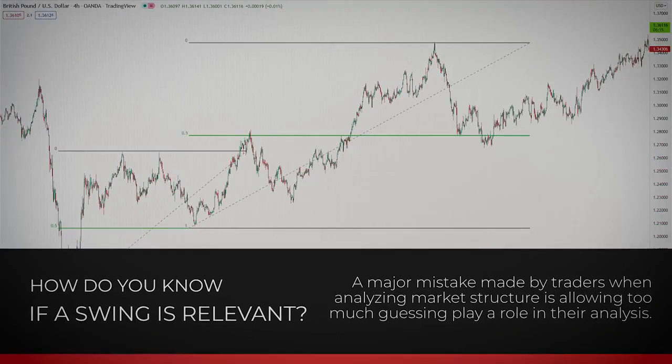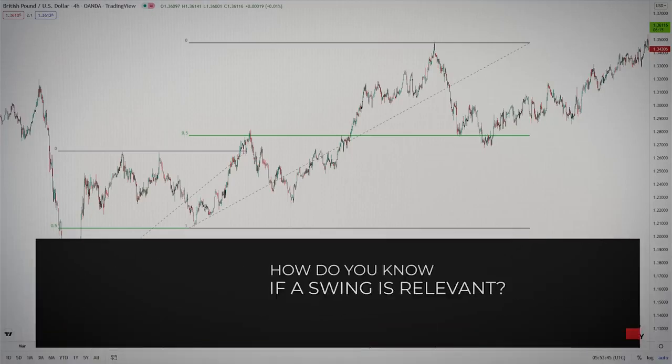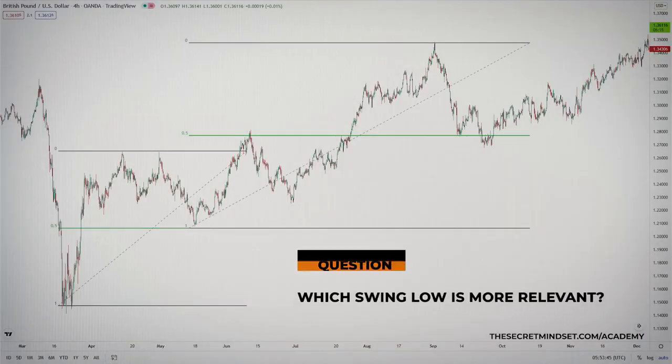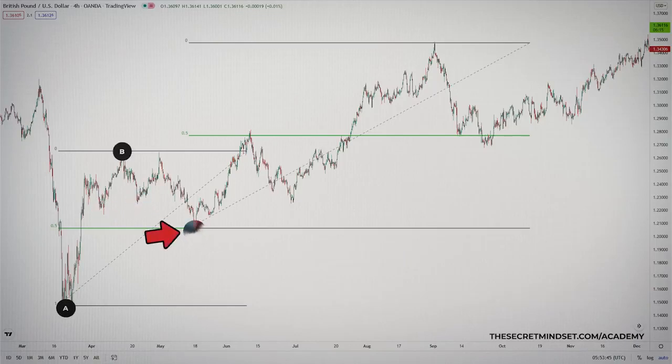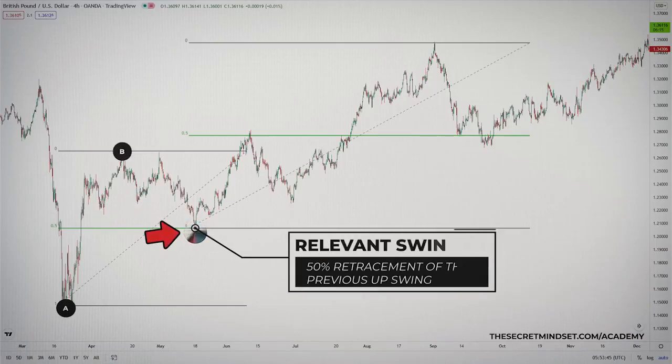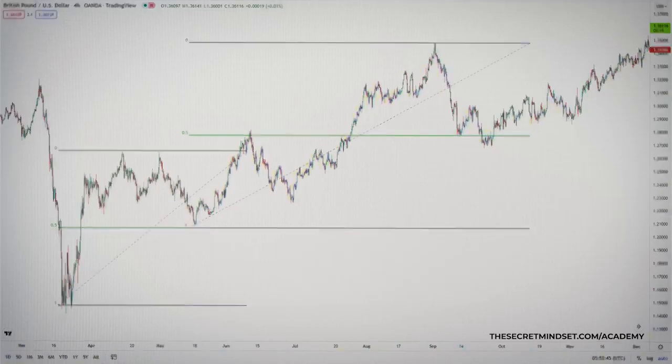A major mistake made by traders when analyzing market structure is allowing too much guessing to play a role in their analysis. When analyzing the charts, how do you determine a relevant swing high or low? Is it this one or this one? Which is more relevant? That's why you need to find a mechanical approach that will allow you to qualify a relevant swing high or swing low in the chart.